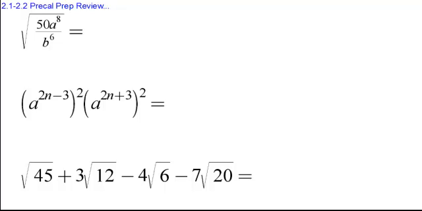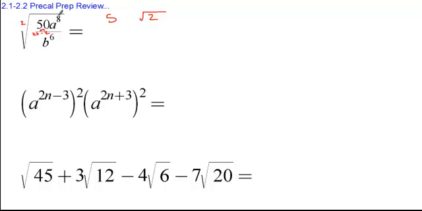Right, in the first one, we're looking for perfect squares. Our index is an unwritten 2, so we're looking for perfect powers of 2 or groups of 2. And so we start with the number. Are there any perfect squares that are factors of 50? 25 times 2, right? So the square root of 25 comes out as a 5, and this factor of 2 is going to stay inside the radical.